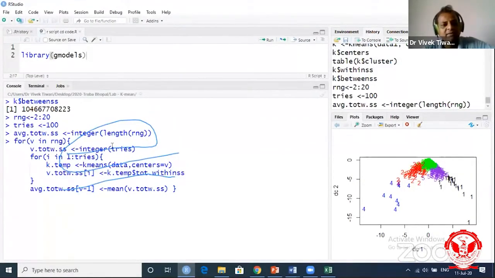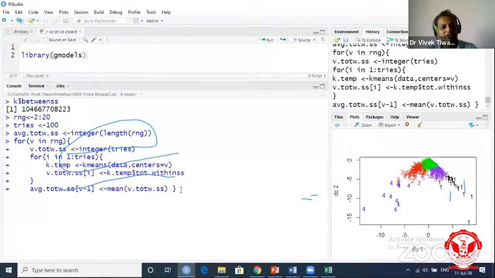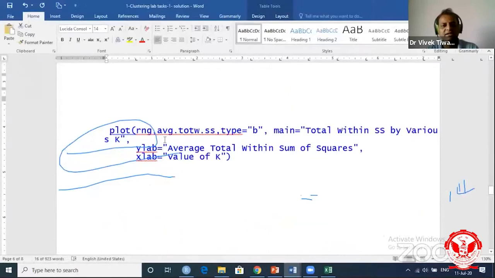After 100 runs, you will have 100 homogeneity values, and we have to store the average SSE with respect to each k value in this variable. Then again, we calculate that variable. I have explained that code in a very fast way, so don't worry about it. It is executing. Execution over. Then I want to visualize that data.